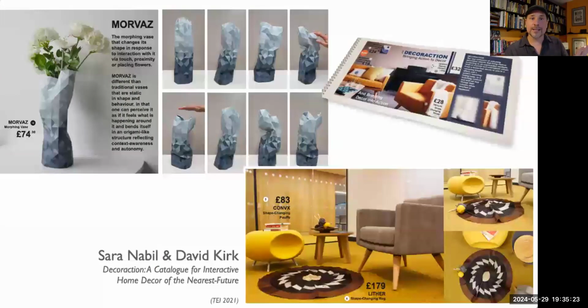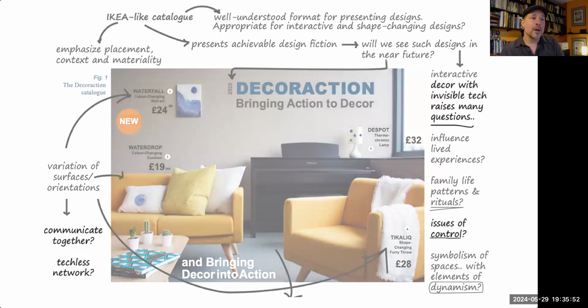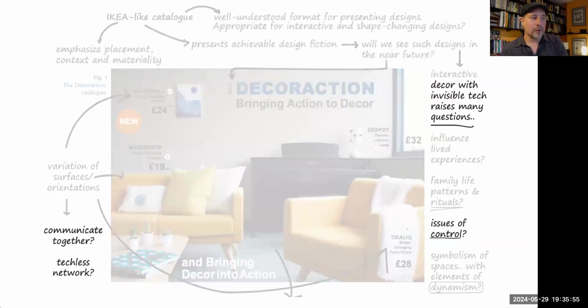There was a really nice speculative work done by Sarah Nabil and David Kirk a couple of years ago at the TEI conference. They created a forward-looking IKEA catalog, scenario planning based on a whole bunch of prototypes that they had created. Moving vases and active rugs and ottomans that change shape and this kind of stuff. And putting it together in the IKEA catalog, they asked some very important questions. Decoraction was the name of the project. The questions they asked included: what about issues of control? How do they communicate together? And how does this all work? What is the network that underlies all of these devices?